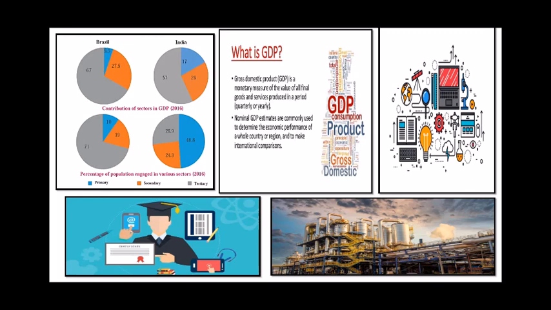countries. Now, if we look at the contribution of sectors in GDP, you can see that in Brazil, 67% is in the tertiary side, that is tertiary occupation, whereas 5.5 is for the primary and 27.5 is for the secondary. So you all can see in Brazil that the tertiary occupation is the highest, whereas in India you can see that tertiary is around 57, which is a little bit lesser than Brazil, but still it is highest among the other occupations. Primary is around 17 and secondary is around 26.